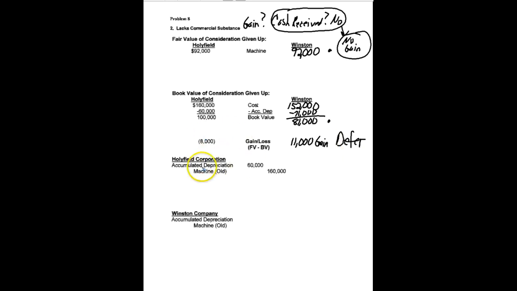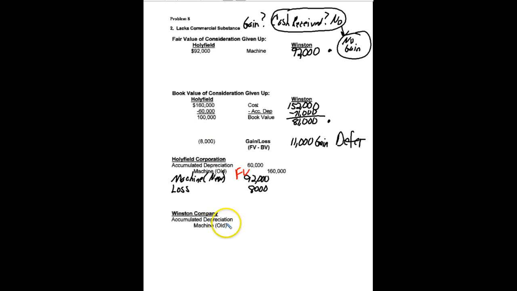Let's record the loss for Holyfield. Again, we get rid of their old book value. We're going to record the new asset coming in, the new machine, and we're going to report it at its fair value, $92,000. And our debits don't equal our credits. We need another debit of $8,000. That's a loss, which we show here as well.